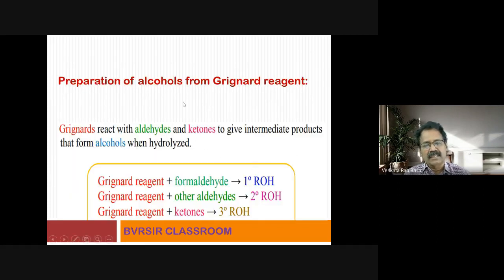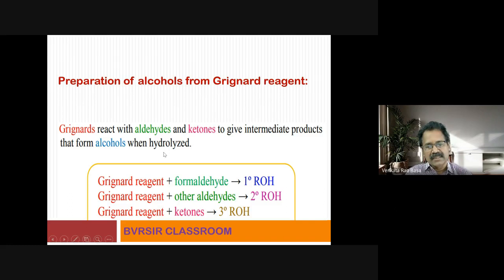Another area, which is also very, very important, is preparation of alcohols from Grignard reagent. You are familiar with Grignard reagent. Grignard reagent is alkyl magnesium halide, RMgX, where R is an alkyl group and X is halogen. The important point is that Grignard reagent is reacted with carbonyl compounds. An intermediate product is formed, and that intermediate gets converted into alcohol by hydrolysis. Primary, secondary, and tertiary alcohols can all be prepared by this method.